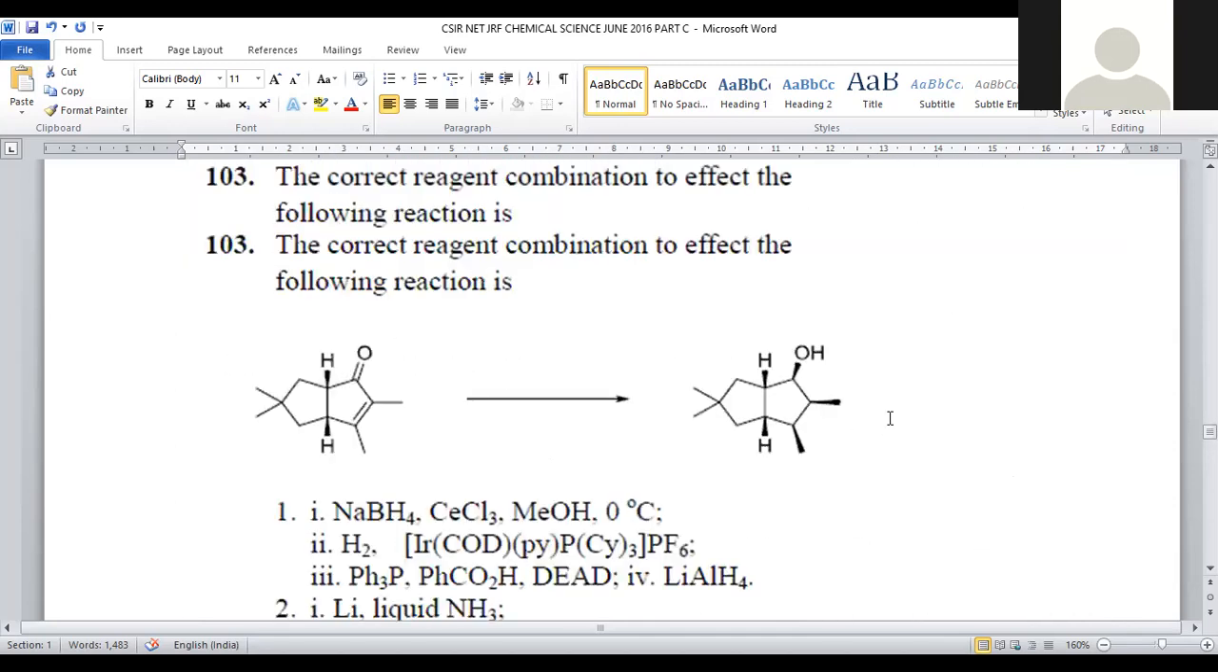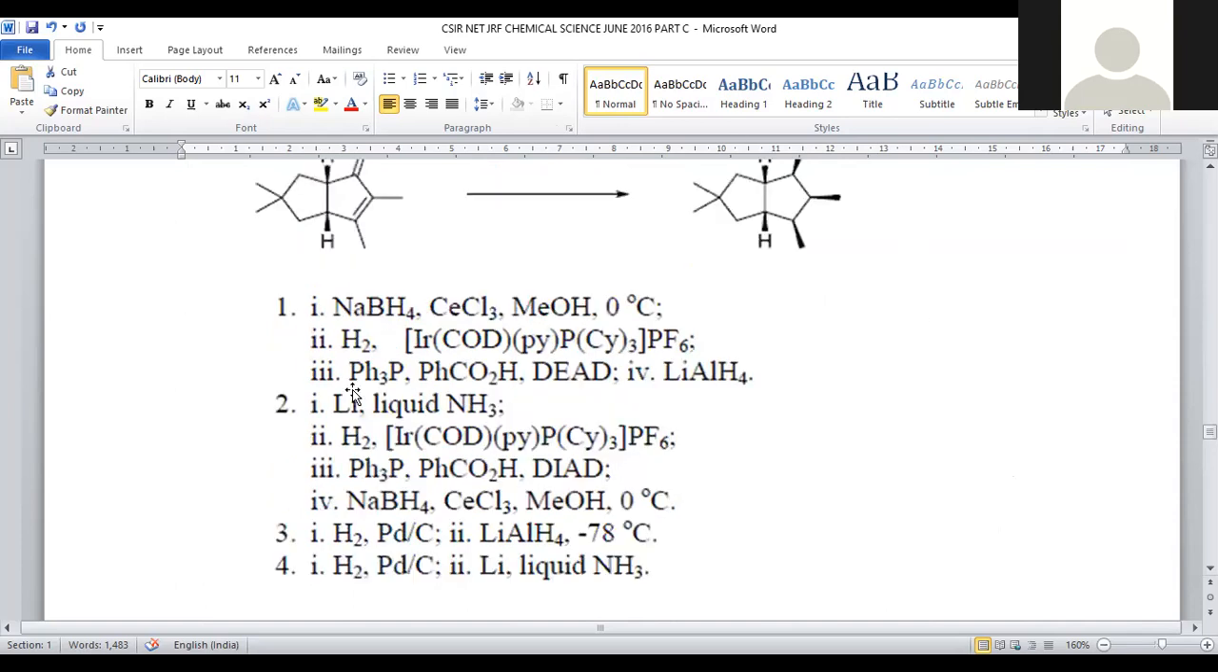So what is the sequence of reagents? First it should be sodium borohydride, cerium trichloride, methanol, 0 degree centigrade, which is a suitable condition. And the second, hydrogen, iridium COD, pyridine, phosphine PCy3, PF6. This is the second reagent required for olefinic double bond reduction.